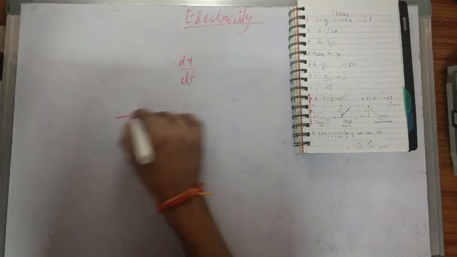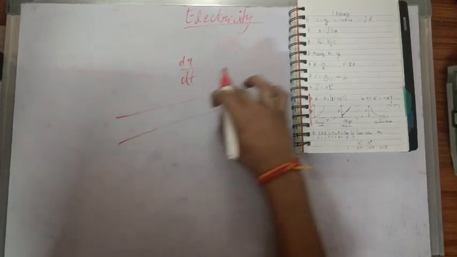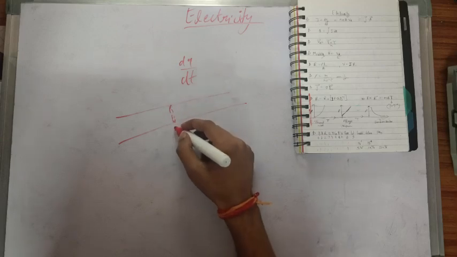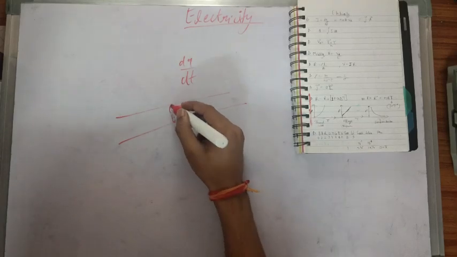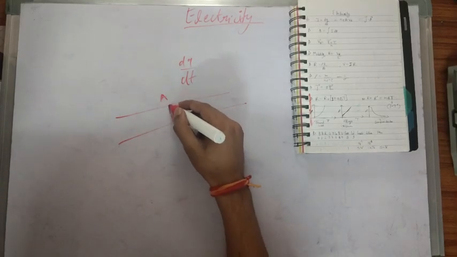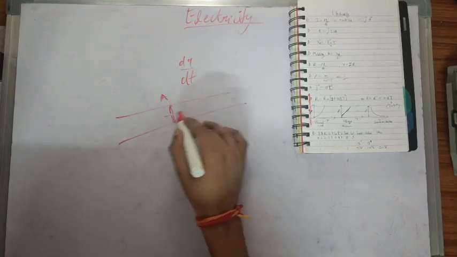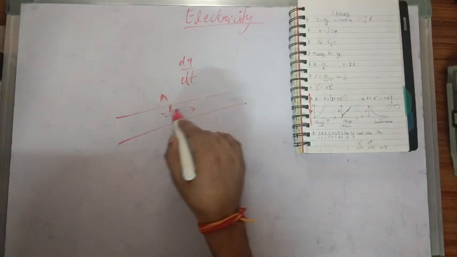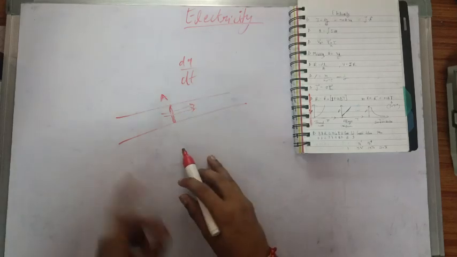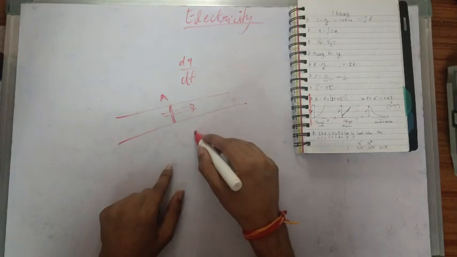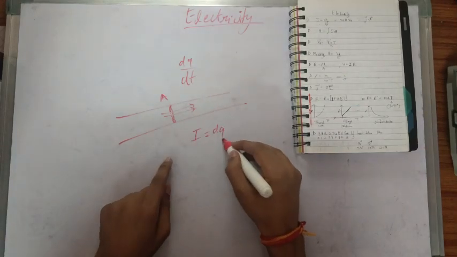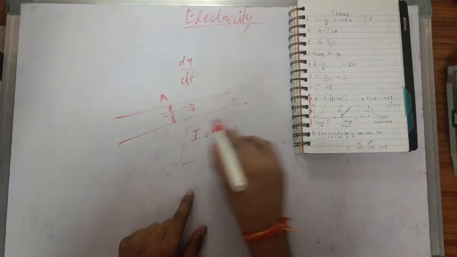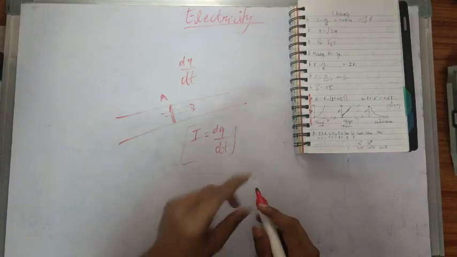Let's say there is a wire here, and a cross section of this wire is chosen here. Then the amount of charge passing through this cross section area per unit time, that is called current. I is equal to dq, the charge which passes through it in dt time. That is the current passing through this area of cross section.